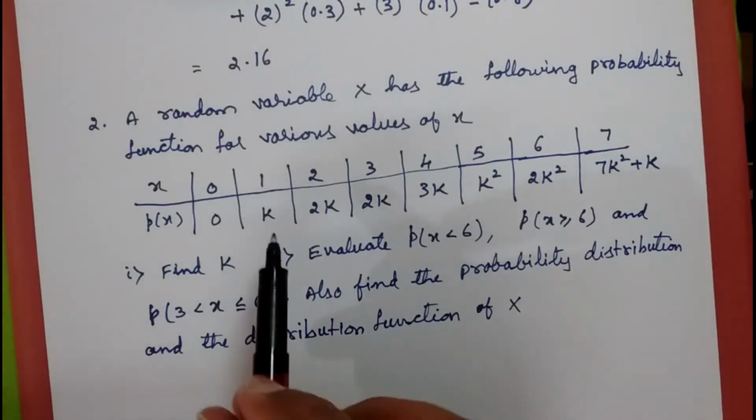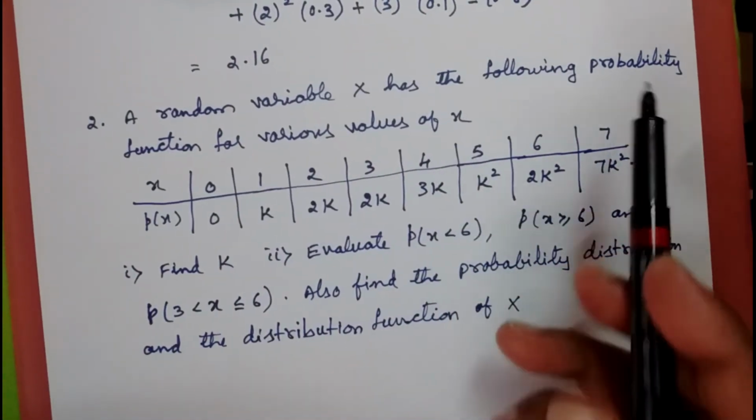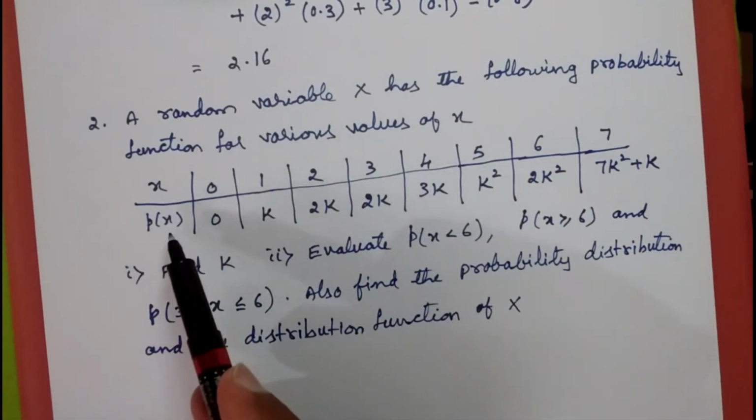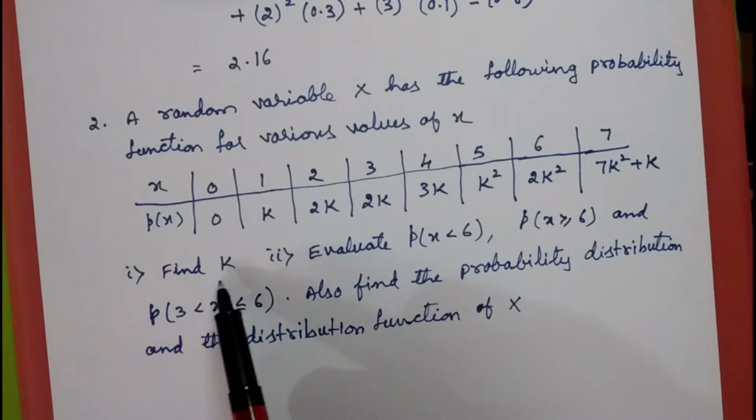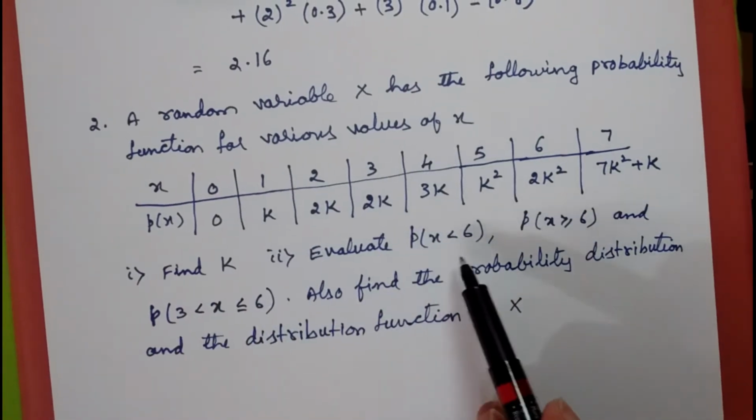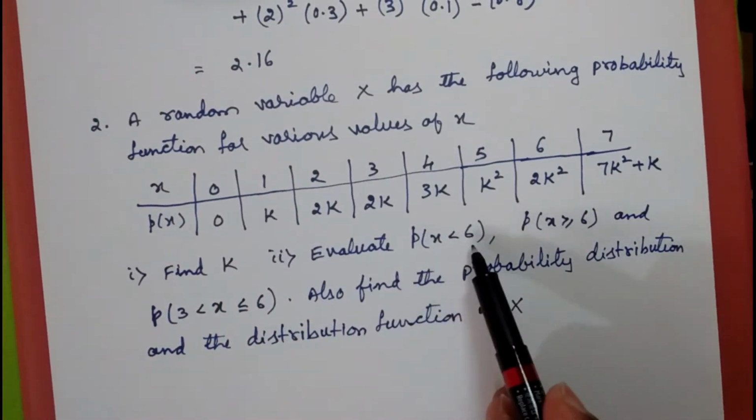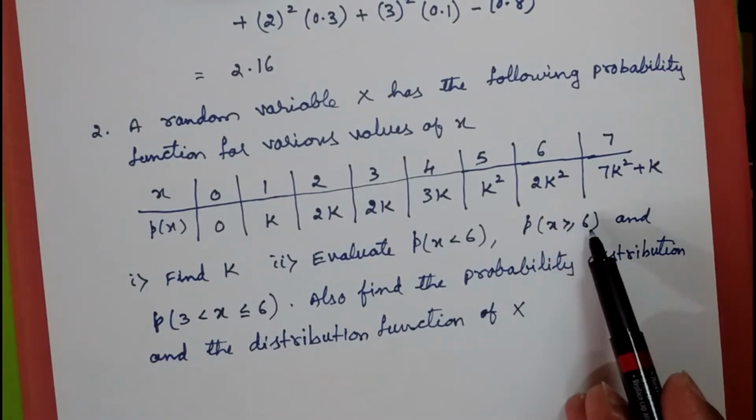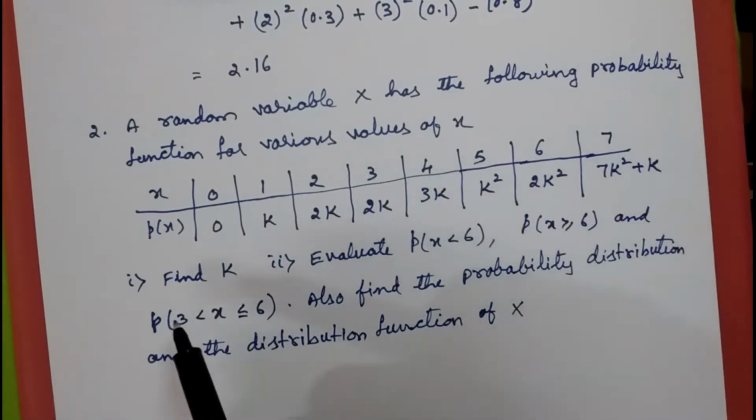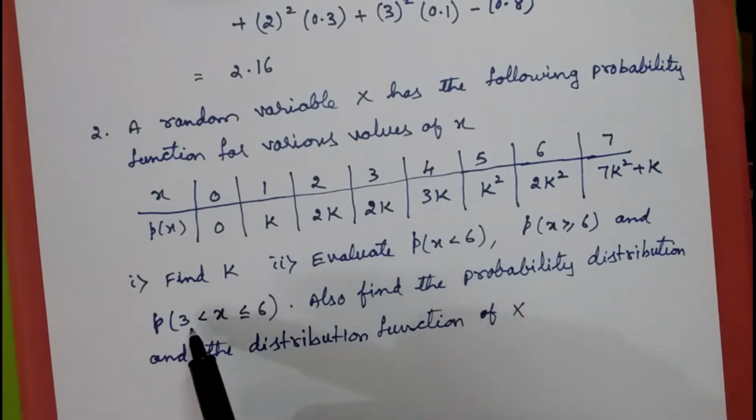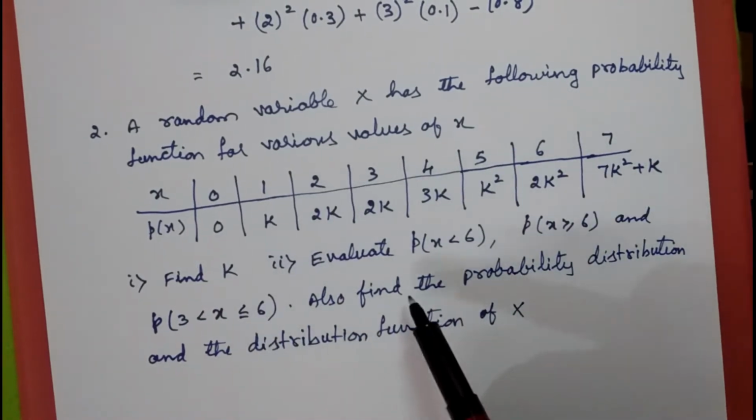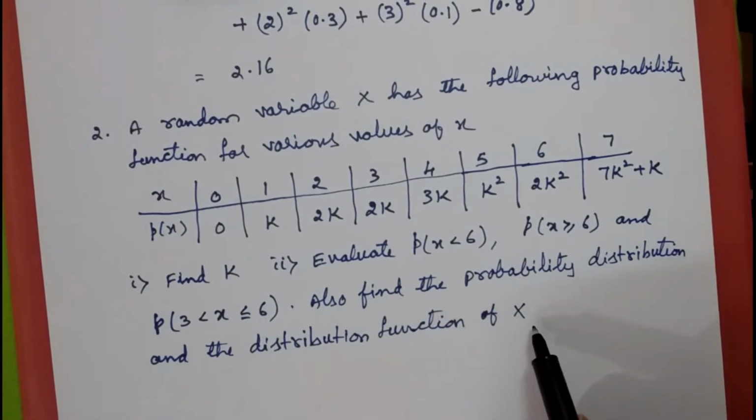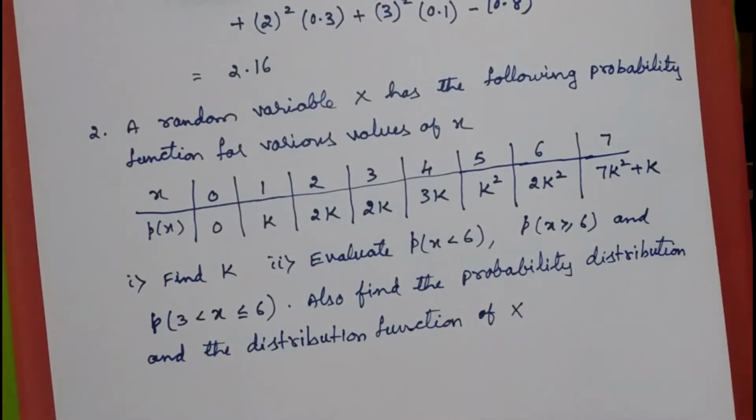The second question is: random variable x has the following probability function for various values of x. The values of x and p of x are given. We need to find k. We need to evaluate the probability when x is less than 6, the probability when x is greater than or equal to 6, and the probability when x lies between 3 and 6. Also we need to find the probability distribution and the distribution function of x, which is nothing but the cumulative distribution.